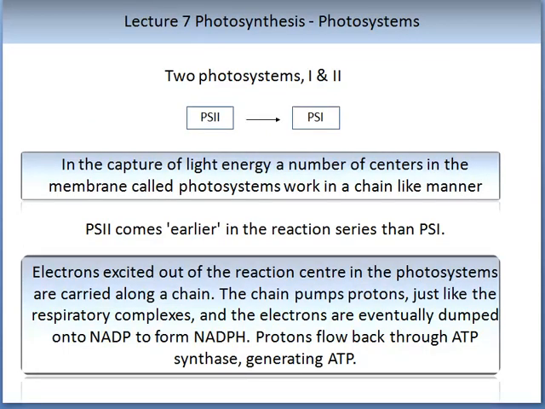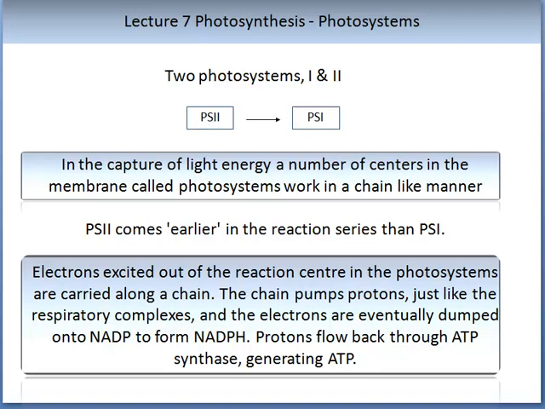During photosynthesis in plants, there are two photosystems, photosystem 1 and photosystem 2. The terminology of these is slightly confusing, as they were named after the order they were discovered in and not the order of the reaction. Therefore, the reaction starts with photosystem 2 and then goes to photosystem 1. In the capture of light energy, a number of centers in the membrane called photosystems work in a chain-like manner.